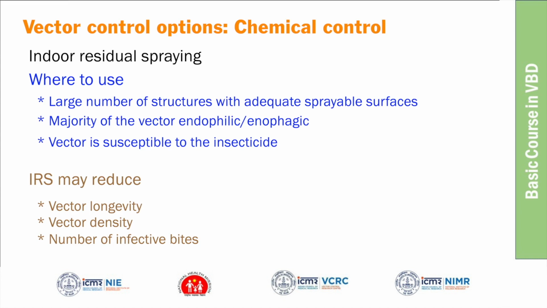Coming to chemical control, the main thing is indoor residual spraying. Where to use indoor residual spraying? You cannot do it everywhere. You should have a large number of structures with adequate sprayable surfaces. Moreover, you should know the bionomics of the vector. The vector should be endophilic, that means it should rest indoors. Suppose it is not endophilic, at least it should come indoors for feeding. That is endophagy. The vector should be susceptible to the insecticide you are selecting.